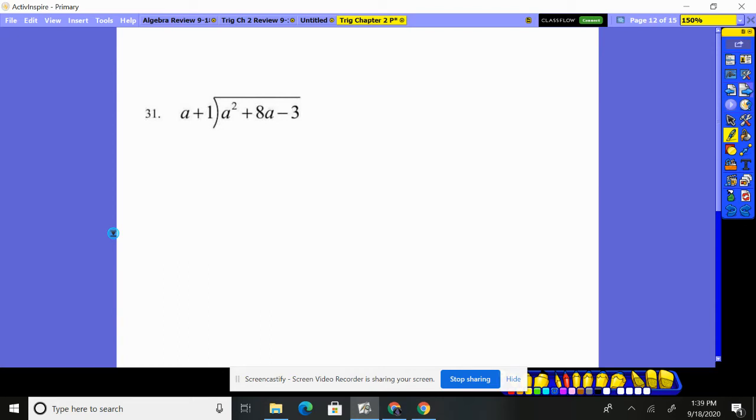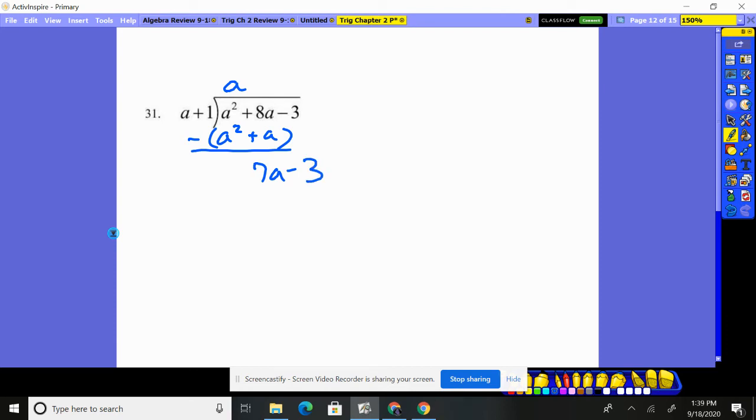31. A goes into a squared. A times a squared, a times the 1, and a. Subtract the whole thing. A squared minus a squared goes away. 8a minus a single a gives me 7a's. Bring down my minus 3. Start the problem all over again.